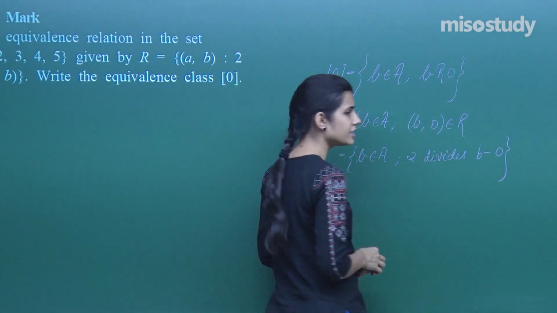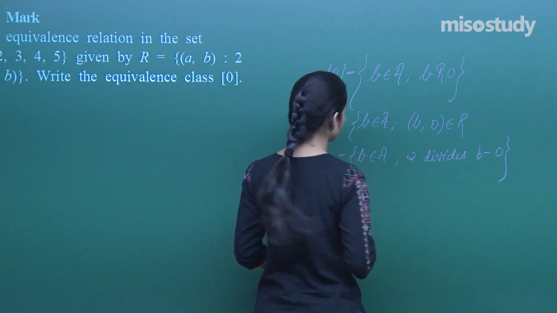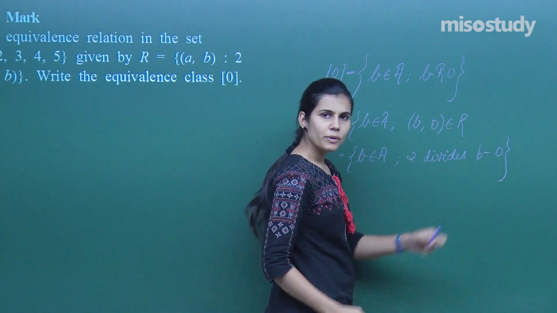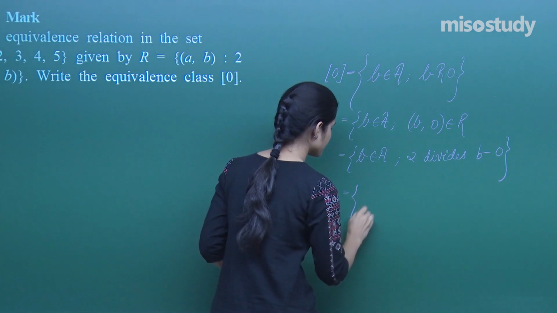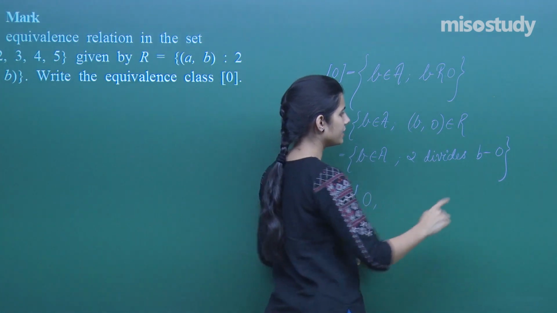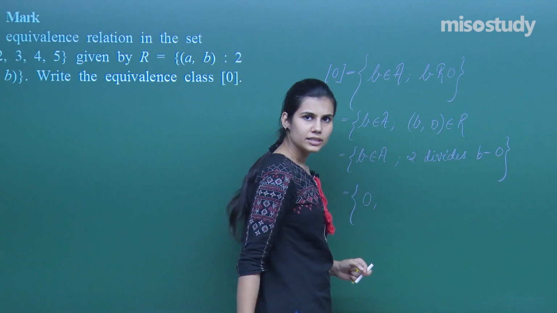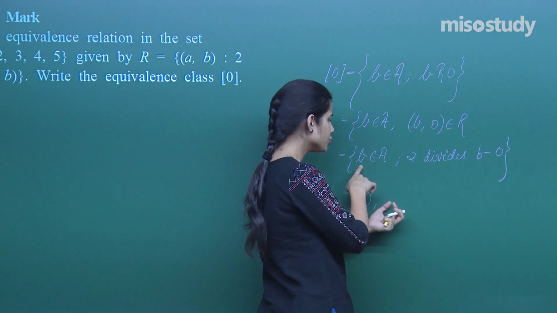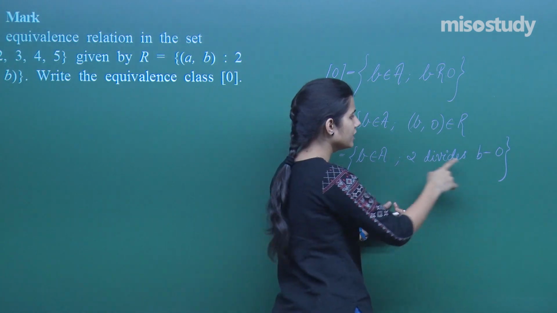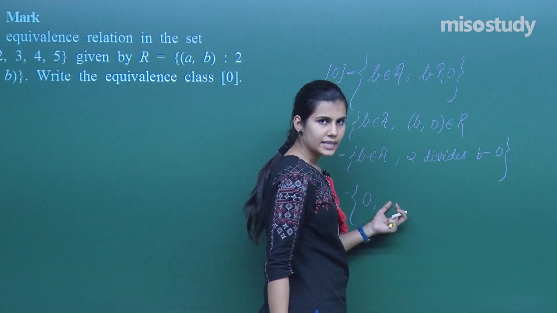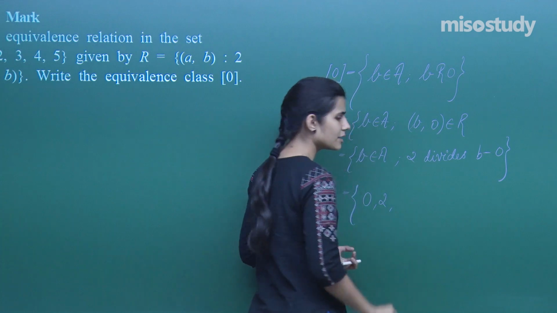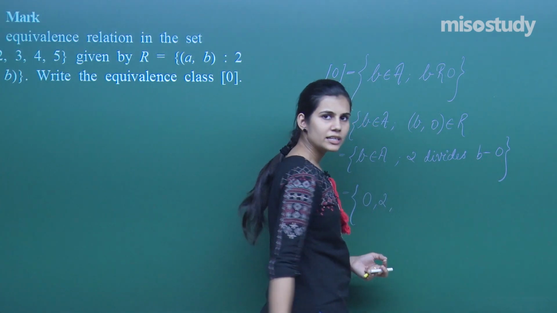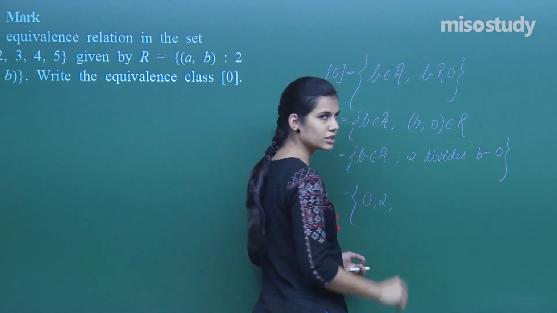Elements in set A are 0, 1, 2, 3, 4 and 5. Does 2 divide 0 minus 0? Yes. Then 1. Does 2 divide 1 minus 0? Does 2 divide 1? No. So 1 cannot come inside this set. Then 2, one of the elements in set A. Does 2 divide 2 minus 0? Yes, 2 divides 2. So 2 is going to come over here. Another element is 3. Does 2 divide 3 minus 0, that is, does 2 divide 3? No. So 3 will not come over here.